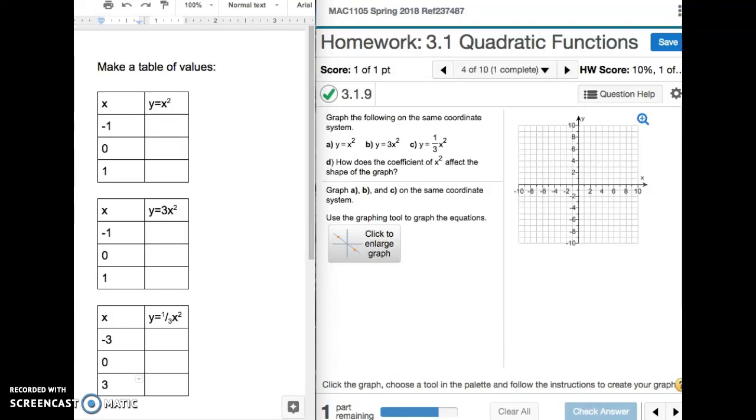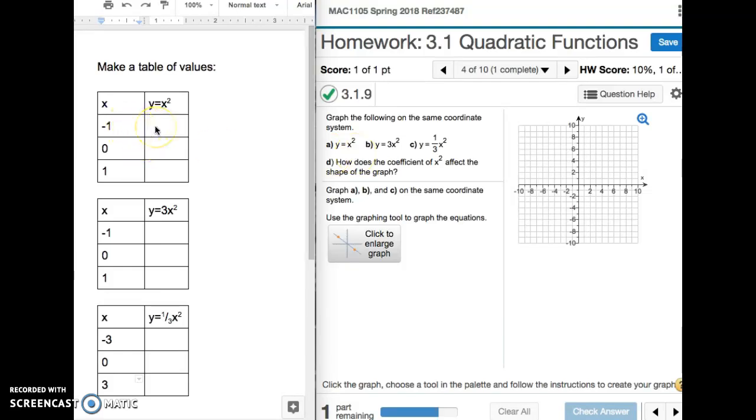This video is going to show you how we graph three quadratic functions on the same coordinate system. Our first one in this example is y equals x squared. That's our basic quadratic function. When you're graphing on my MATLAB, you want to use 3 points, and one of them is the vertex. Now all of these quadratic functions have a vertex at (0, 0).